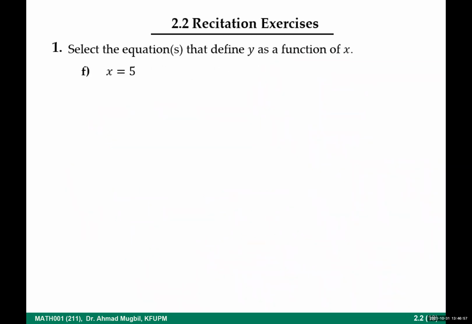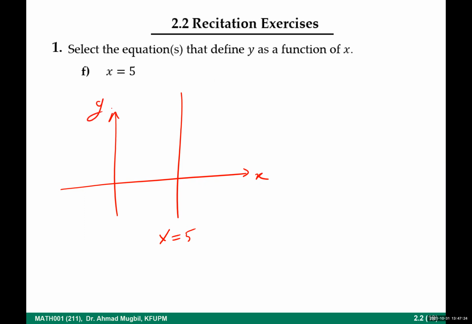What about this equation? It is a function, right? Why did you say it is a function? How do you prove it? If you said it is a function, prove it. It is a vertical line. So what is the problem if it is a vertical line? Now use the vertical line test: bring a vertical line and draw it. How many intersection points? Infinitely many.